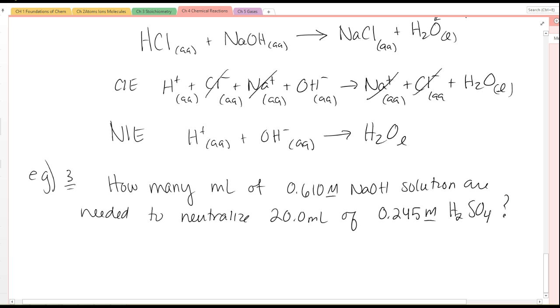Notice this is not a limiting reactant question because you're not given 2 amounts of reactants. I'm specifically asking you how much of this reactant do we need to neutralize this much. So this is a straight up stoichiometry problem. There's no limiting reactant involved here. So see if you can do your stoichiometry conversions to find out how many milliliters of sodium hydroxide we need to react and neutralize 20 milliliters of sulfuric acid. And we will go over the answers in class.